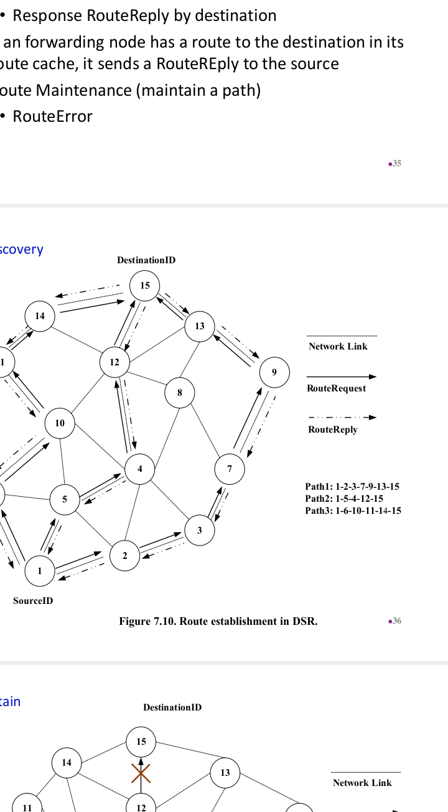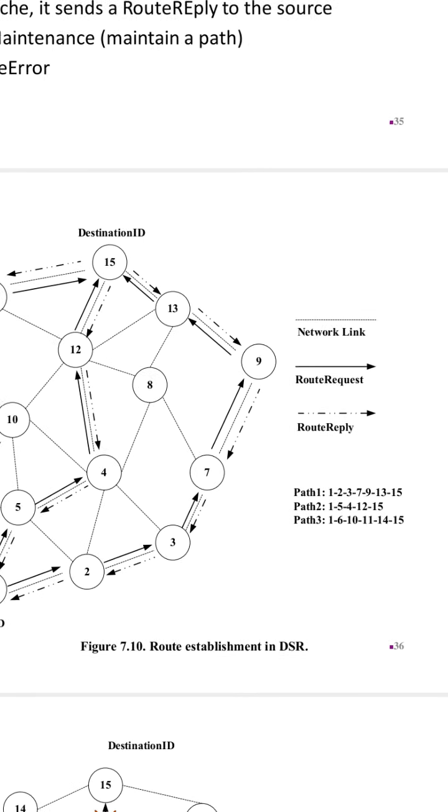The route request message consists of the source ID and the destination. By identifying the source ID, the destination node sends the route reply. There may be several route replies sent from the destination to the source.